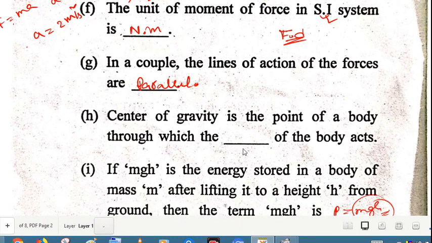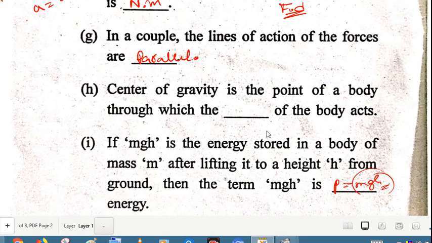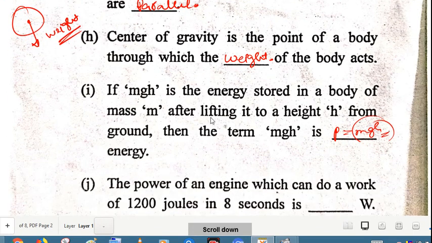The next question: the center of gravity is the point of a body through which the whole weight of the body acts. If this is your body and this is your center of gravity, through the center of gravity the whole weight will act. Do not forget. This is the weight of the body.